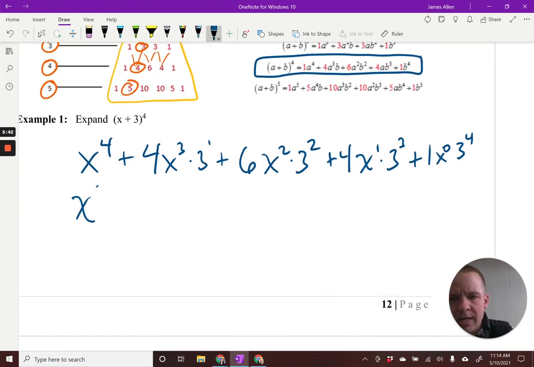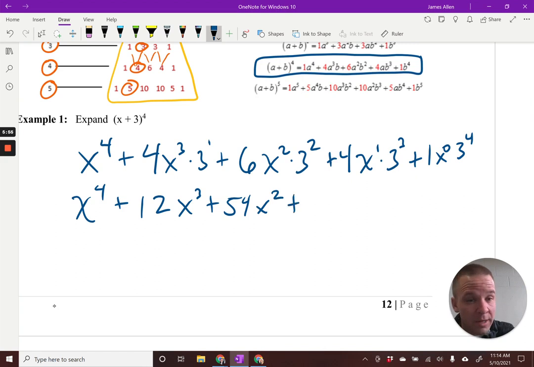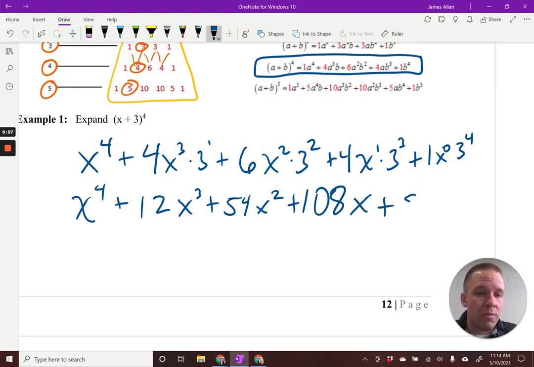All right, so we've got x to the fourth plus, and then it's 4 times 3 is 12x cubed plus, and then I have 3 squared is 9 times 6 is 54x squared plus, and then 3 cubed is 27. 27 times 4, that's 108. And then 3 to the fourth is 81. x to the 0 is just 1, so it's just 81.